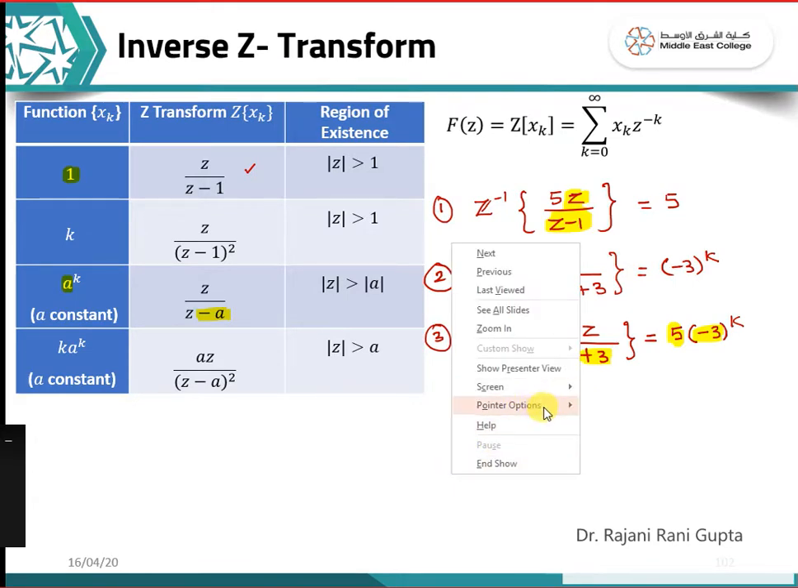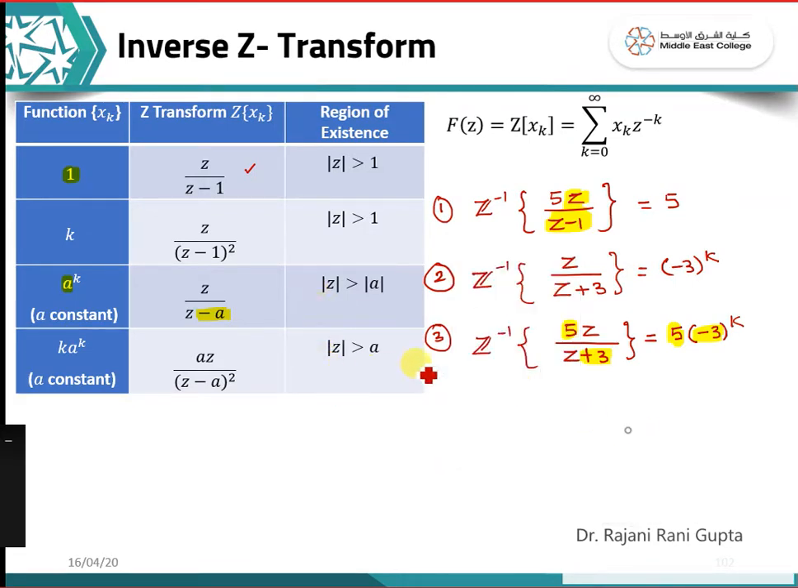Similarly, we can have a question like the inverse Z transform of, let's say, 3Z over (Z plus 3) to the power 2. In this case, which rule are we going to use? Rule number 4, isn't it? So it is a direct implication of the last rule.